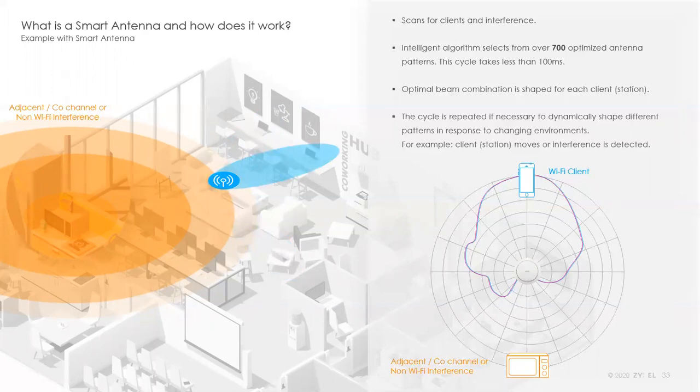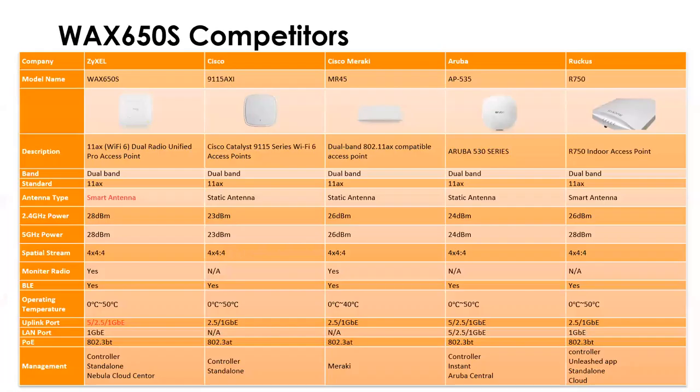Now, Wi-Fi 6 does have a number of technologies that we talked about earlier to try to deal with these denser RF environments where there might be sources of RF interference. Smart antenna technology sits on top of that and gives you additional benefits on top of the Wi-Fi 6 benefits. So you can see here, we've got a list of some of the competitors to our WAX650S. The Cisco 915, the Meraki MR45, Aruba 535, and the Ruckus R750. So you can see here that us and Ruckus are the only ones with the smart antenna technology. We've got higher output power than most of our competition here. All of us are offering 4 spatial streams.